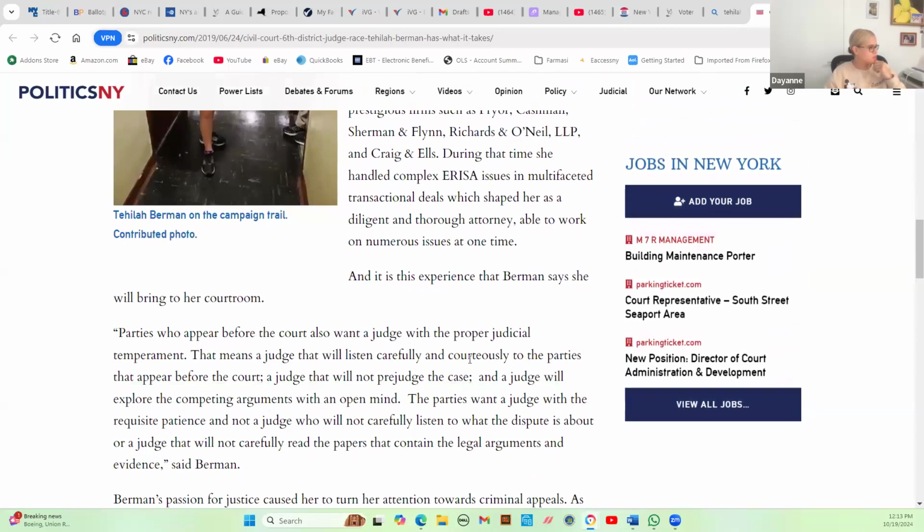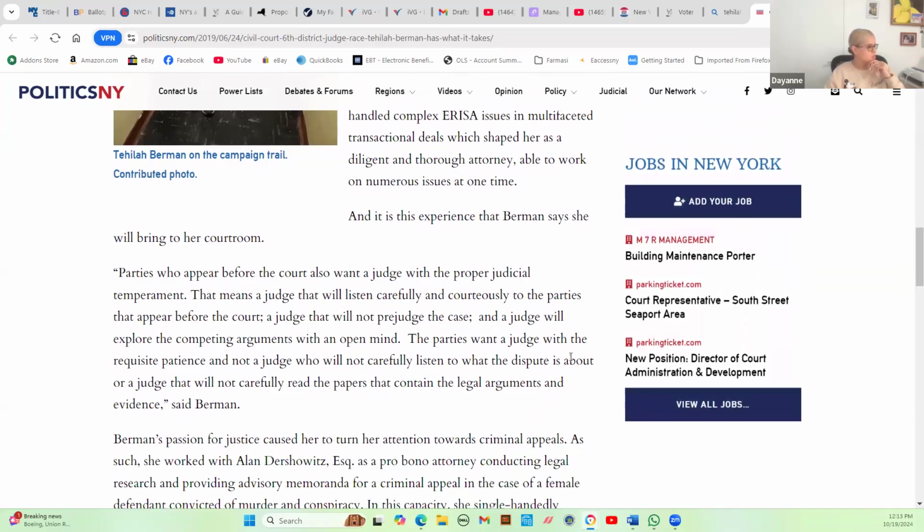Parties who appear before the court also want a judge with proper judicial temperament. That means a judge that will listen carefully and clearly to the parties that appear before the court, a judge that will not prejudge the case, and a judge that will explore the competing arguments with an open mind. Parties want a judge with the requisite patience, not a judge who will not clarify, who will not carefully listen to what the dispute is about, or a judge that will not carefully read the papers that contain legal arguments and evidence, said Berman, which is right. People are looking for fairness, they're looking for a judge to be able to hear them out and to not be dismissive or in a foul mood or prejudge them based upon their political affiliation, which seems to be common here in New York.